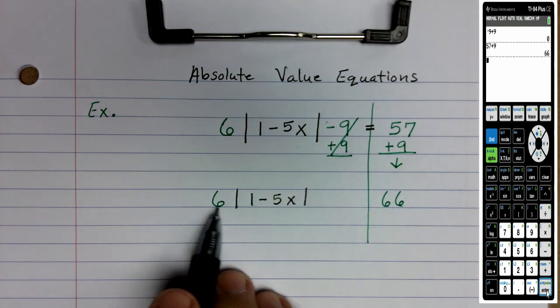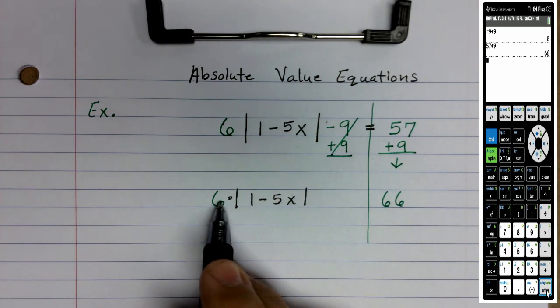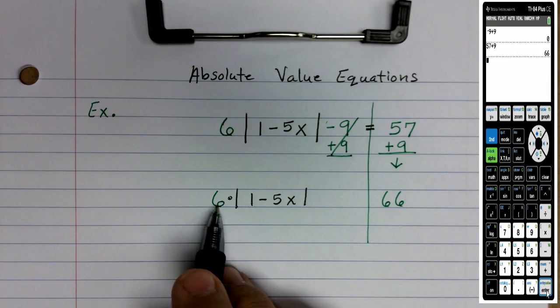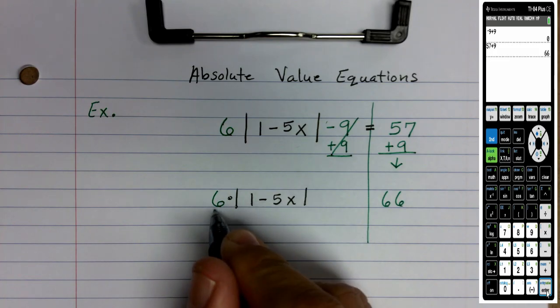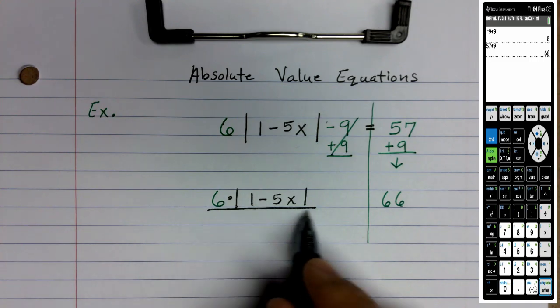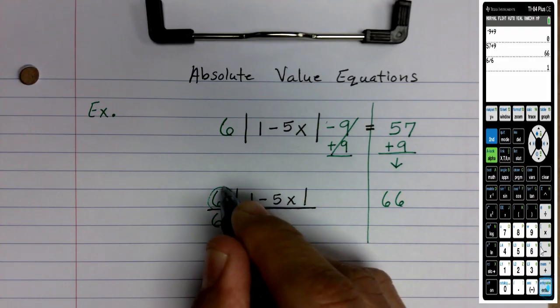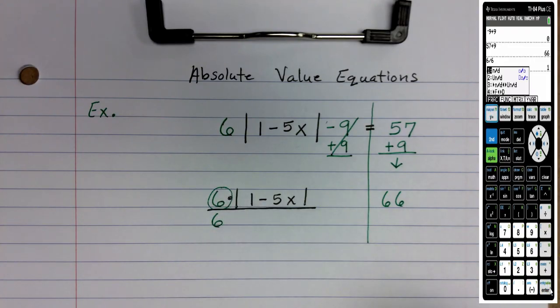Anytime you have a number beside an absolute value, it is being multiplied. So imagine there's a multiplication sign here. To get rid of it, I have to do the opposite of multiplying, which is dividing. So I'm going to draw a fraction bar, which just means divide, and I'm going to divide by that number and treat it just as if it's a coefficient to a variable.